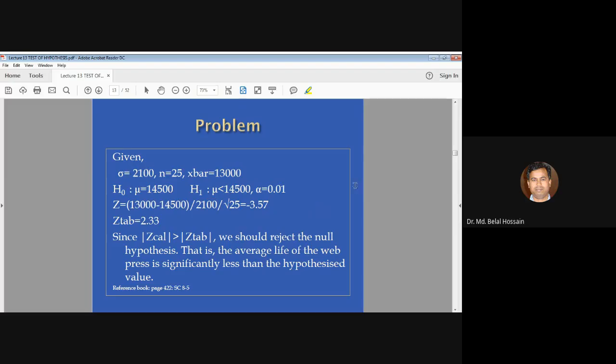In test of hypothesis you have to set a null hypothesis first, alternative hypothesis, then you have to calculate the z statistic, then you have to find the tabulated value, then you have to make decisions. Do you have any question?